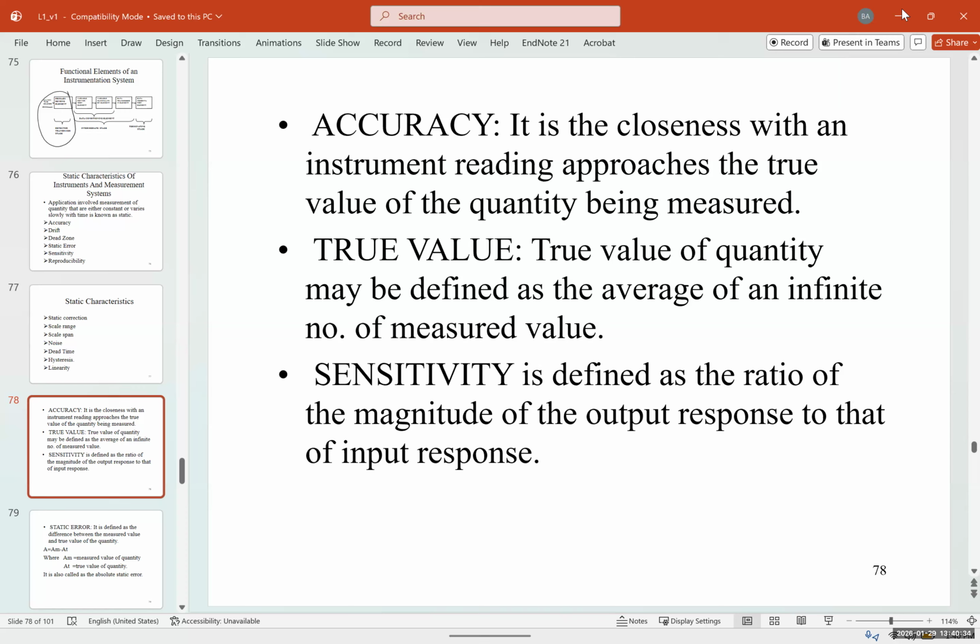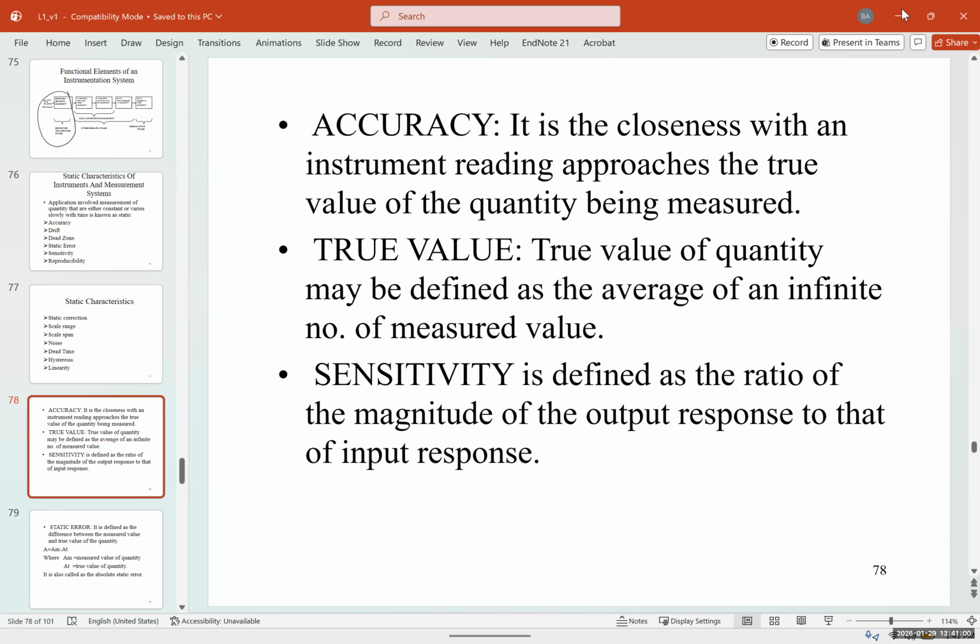An example is if you want to know the true value of the temperature of this room. The only way to do it is to use 10 different sensors and measure it 100 times and average that, so you would know the true value. So don't rely on one sensor. If you average that over an infinite number of times, that's going to be the true value. Sometimes it's very difficult to do that.